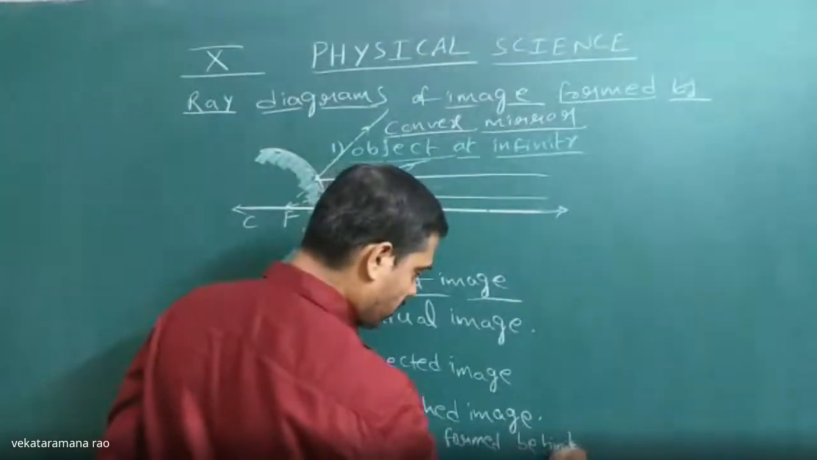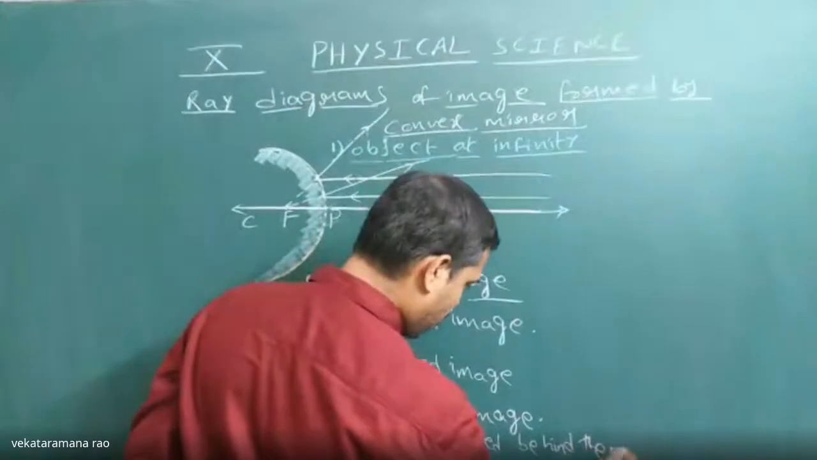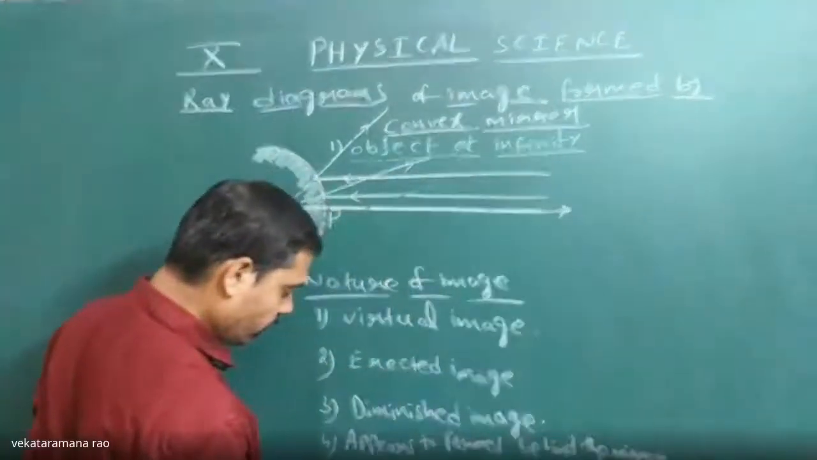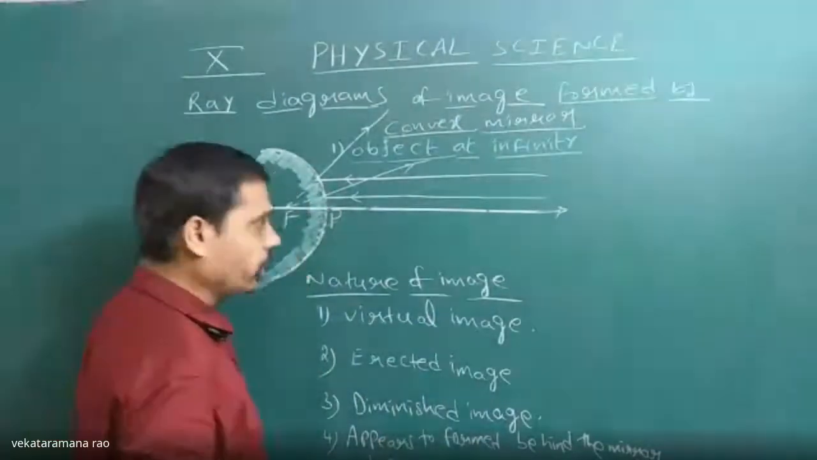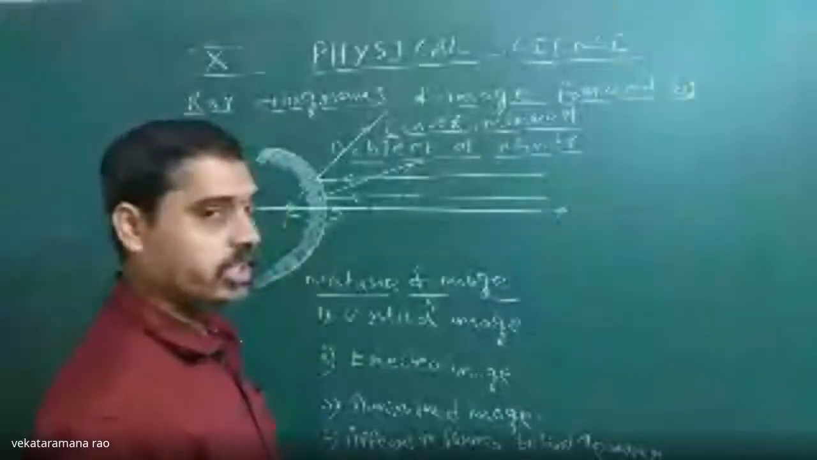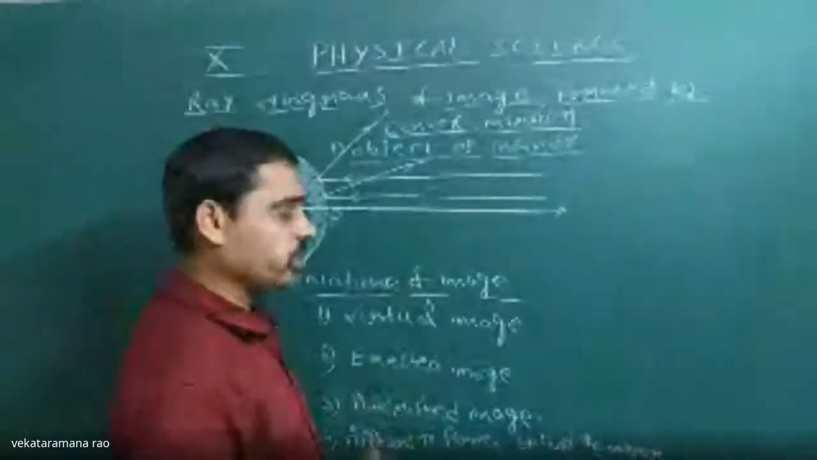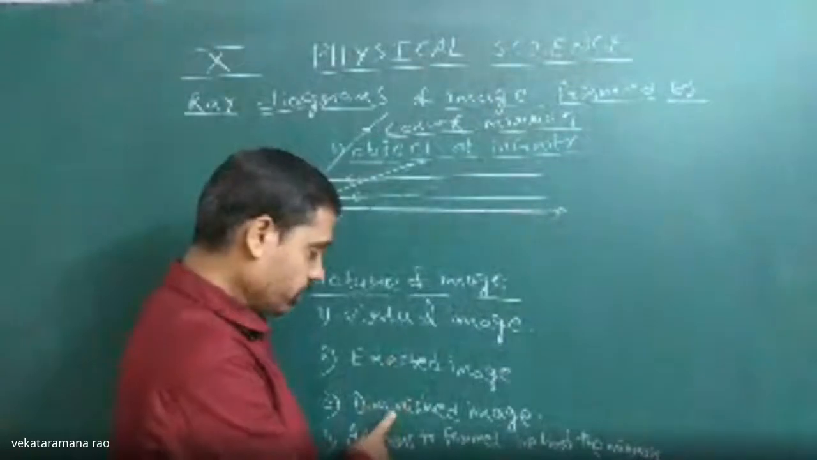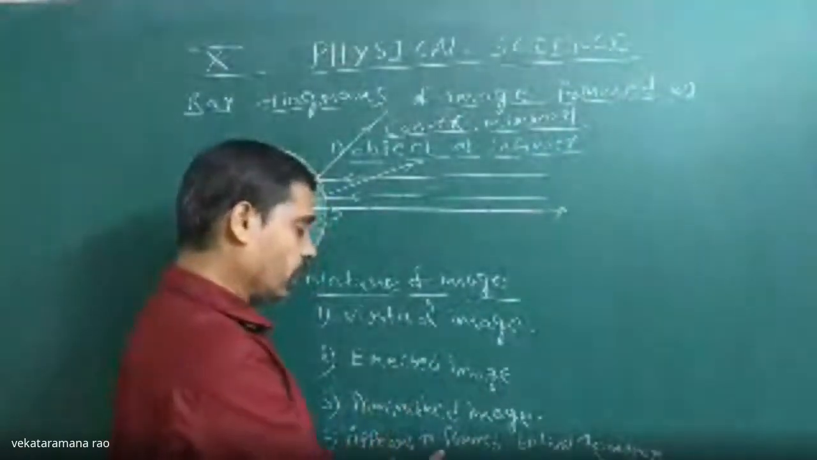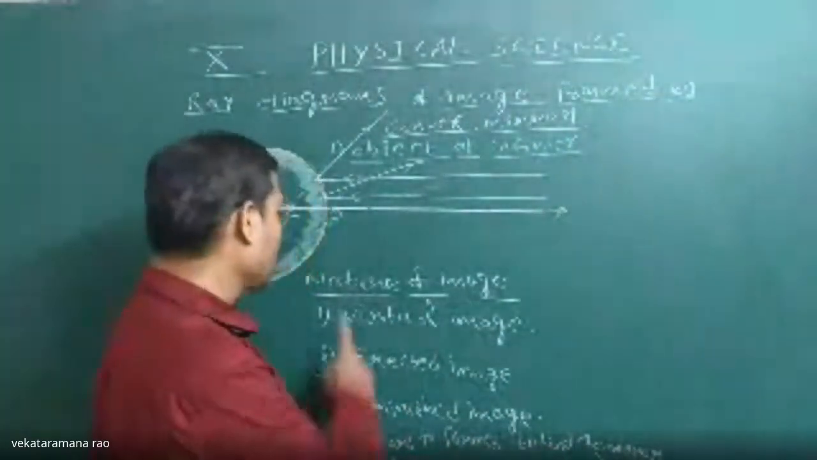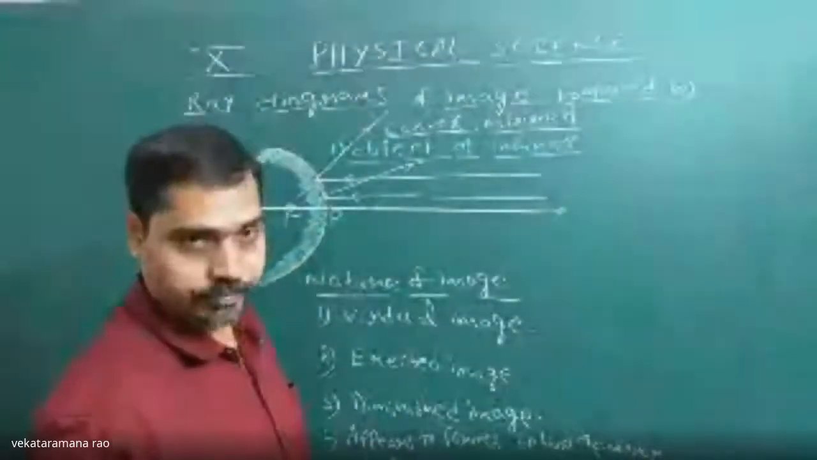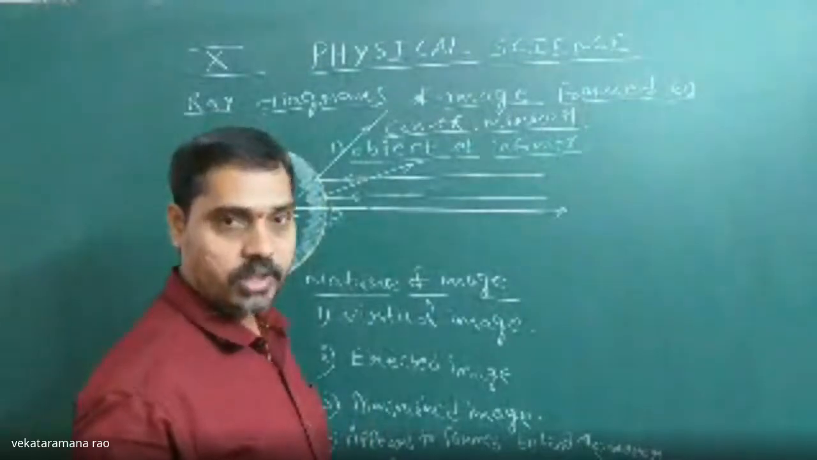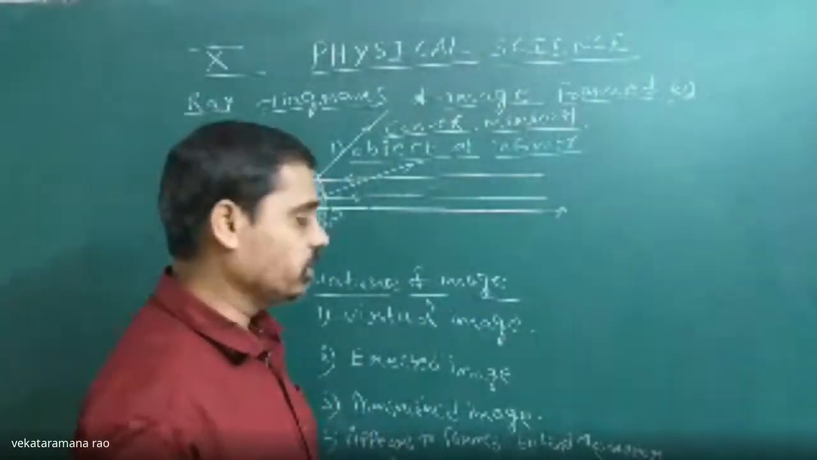Behind the mirror. That is to be at what point? At the focal point. In that way, when the object is at infinity, which type of image is formed? Virtual image, erected image, diminished image, and it appears to form behind the mirror at the focal point. So, in that way we got the first object position and the first image position.